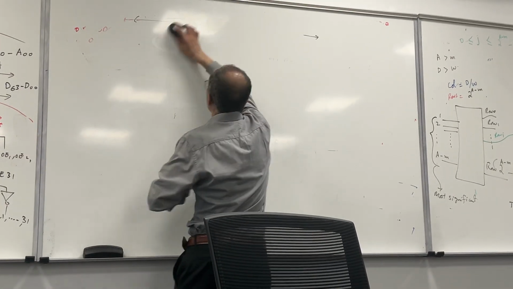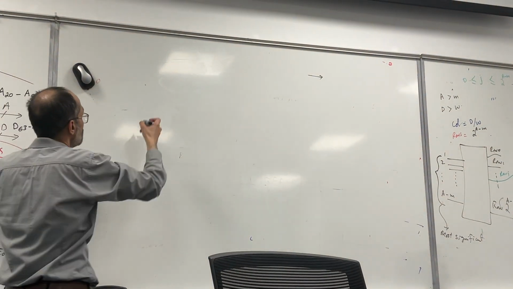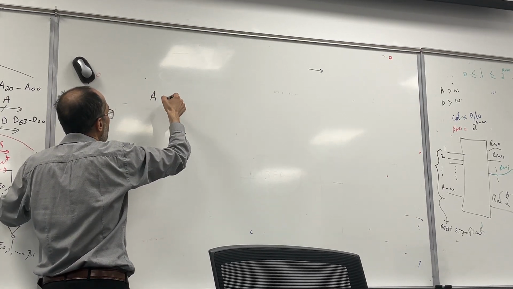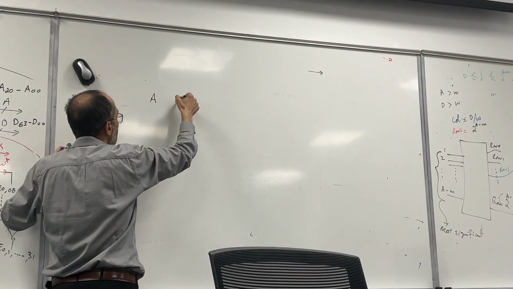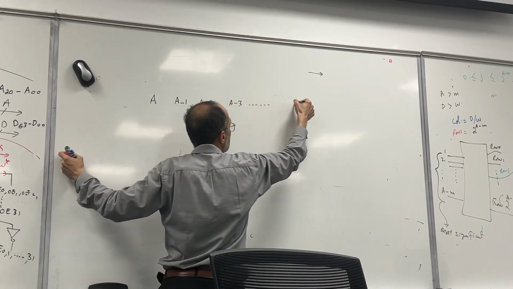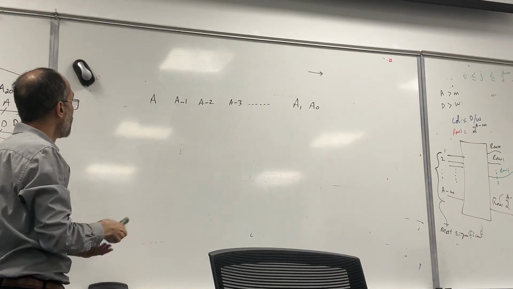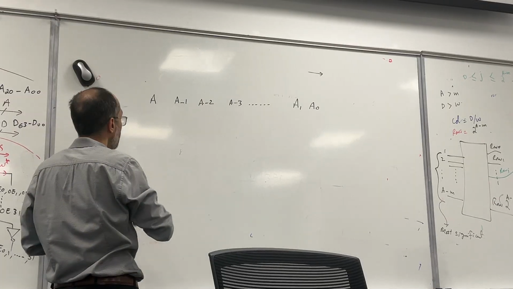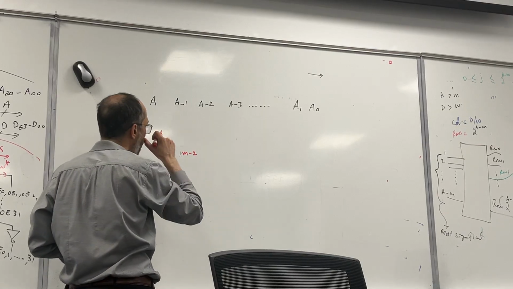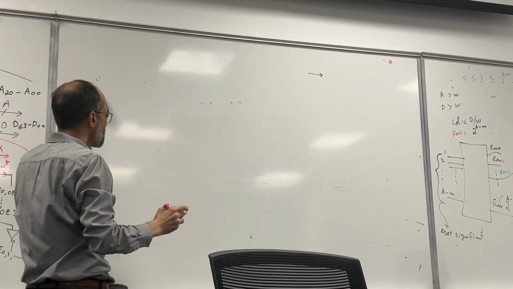okay, I'll explain it from a different perspective. Let's say we have A lines. We call this A minus 1, A minus 2, A minus 3, and so on until A1 and A0. Then we have M minus 1, M minus 2. We have some address lines.